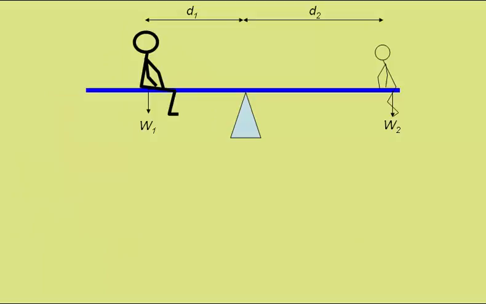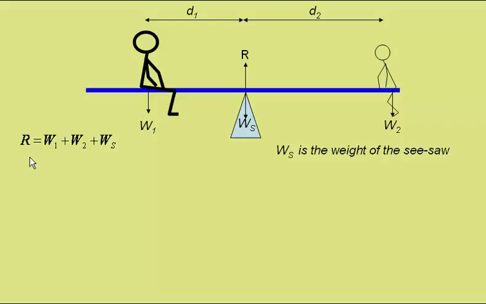Now back to our earlier seesaw problem, but I'm going to add in a force W sub S here, which is the weight of the seesaw. And I can also now add the reaction force, which will be acting up from the pivot, and as the seesaw is not accelerating up or down, we know that the reaction force R, the upwards force, must be equal to the sum of the downwards forces, W1, the weight of the larger person, W2, the weight of the smaller person, and Ws, the weight of the seesaw.